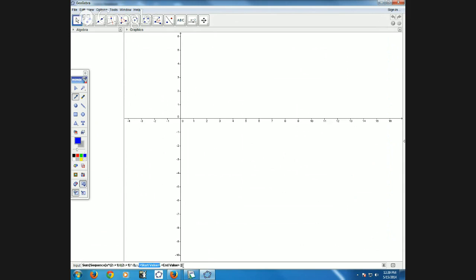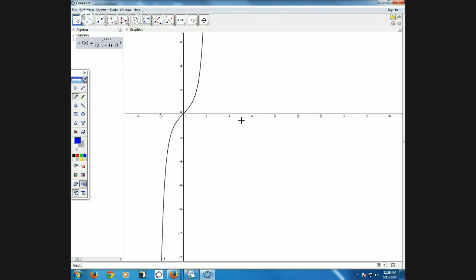Variables n starting at 0. I'm going to go 10 terms. Okay. Ooh, interesting. It looks like a cube. It does look a little like a cubic, except it grows wicked fast.